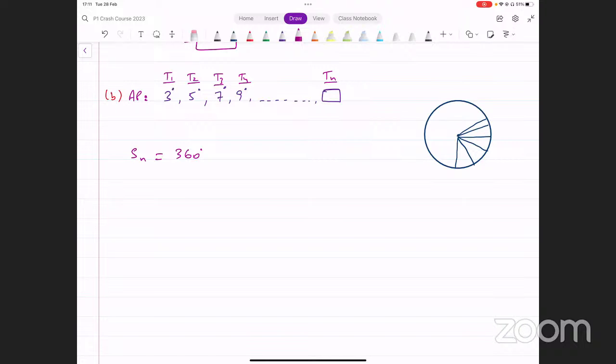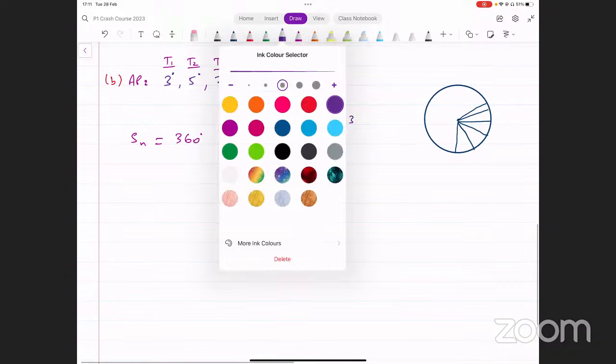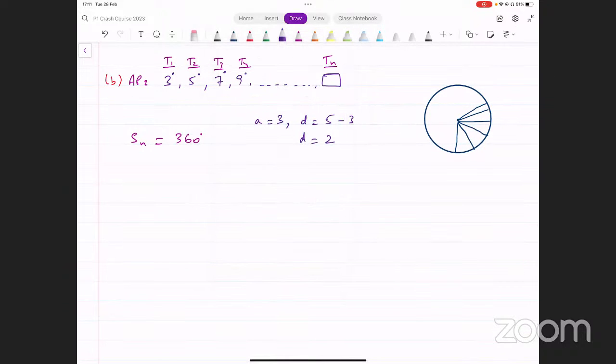Now, keeping this in mind, what we can do is, since we know it's an AP, we know what the first term is. The first term is 3. We know what the difference is. We could just take any two consecutive terms and find the difference. We could say this is 5 minus 3, and that turns out to be 2. We could just use the sum formula and find the value of n from that. What's the sum formula for an arithmetic progression? There are two of them.